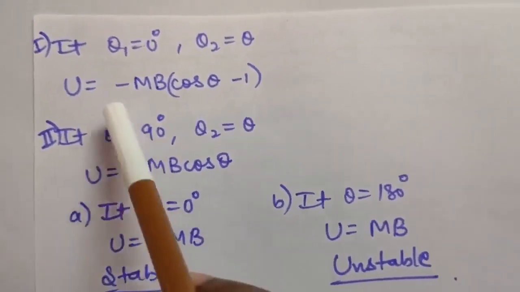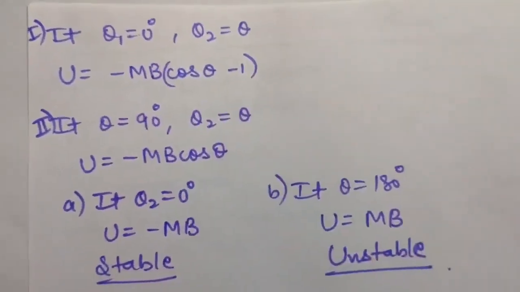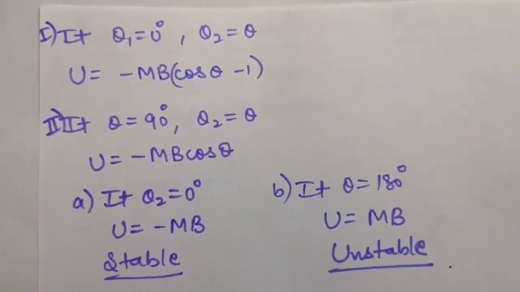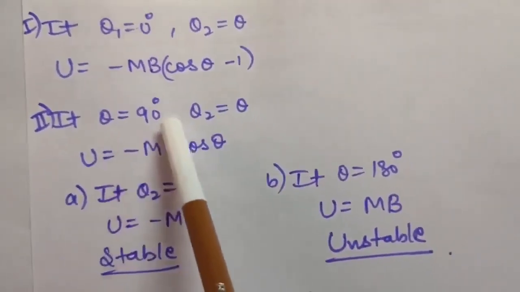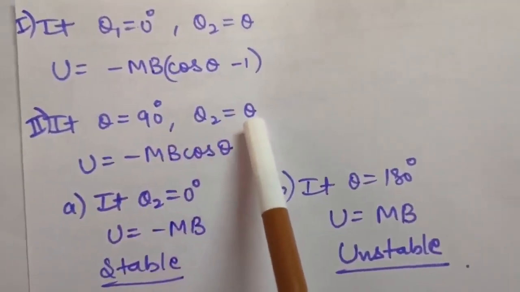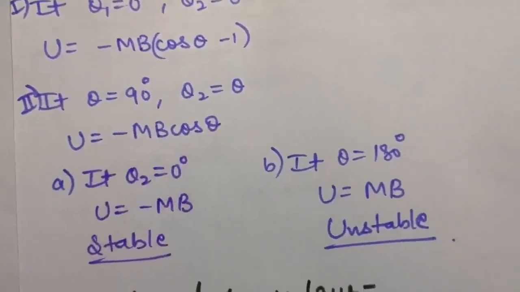For that, potential energy will come to be minus mB (cos θ minus 1), because the work that we have done will be stored as potential energy only. Okay, now second case, if θ is 90 degrees initially and we are rotating it to an angle of θ, then U will come to be minus mB cos θ.